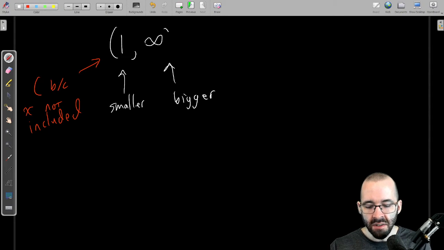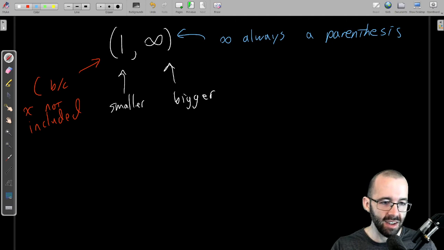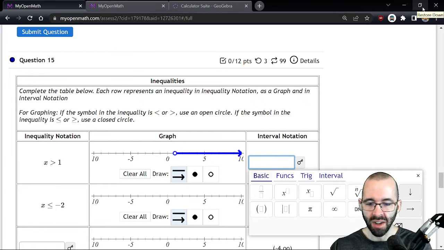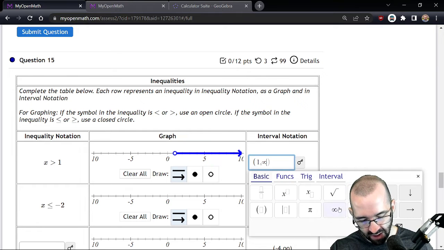And similarly, infinity is always a parenthesis, because infinity is not a number. We can never include infinity. It's not a thing, it's a concept. We go up to infinity, but we don't touch it, and certainly don't go beyond. Buzz Lightyear, I'm looking at you. Okay, so that's what we'll get here: 1 to infinity. You can click the infinity button and end the parenthesis.